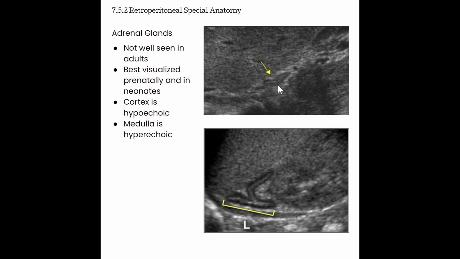So this is an adult adrenal gland, but compare that then to the pediatric adrenal gland. We can best visualize adrenal glands in the prenatal phase. So still in utero, we can see them actually pretty well. We can also see them in neonates and for quite a while into early pediatric care. On this example here, we can see that the cortex is the outer edge here. The cortex is the hypoechoic area, where the medulla, which is the middle, is the more hyperechoic area.